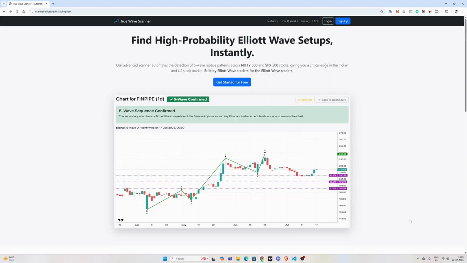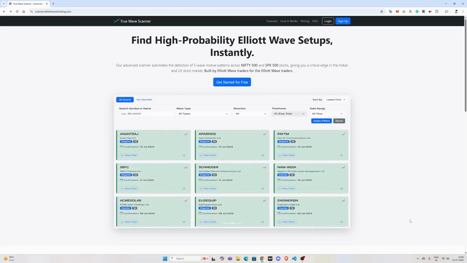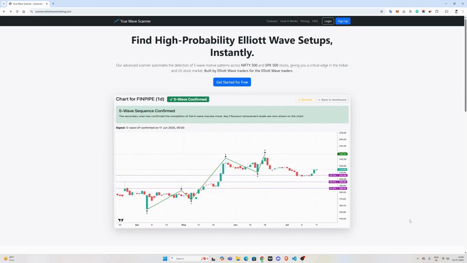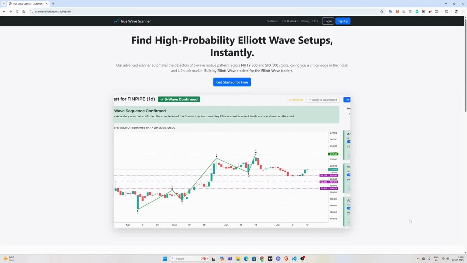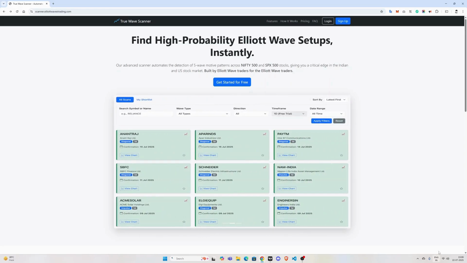Elliott Waves is a very vast subject and it takes months, sometimes even years to master it. But to make the best out of True Wave Scanner, you need to know at least the bare minimum, the basics, which I'm going to cover quickly.